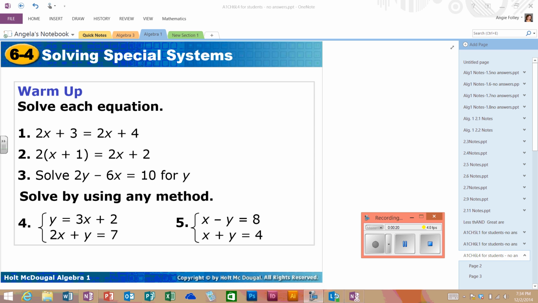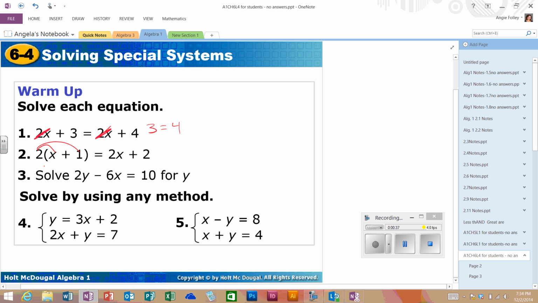So first, let's start with our warm-up. So solve each equation. So if I were to look at this first equation, I see that the 2x's cancel, and I just get 3 equals 4. Okay? So remember, in a normal equation, that would be no solution.